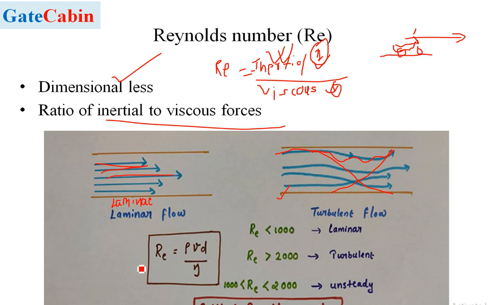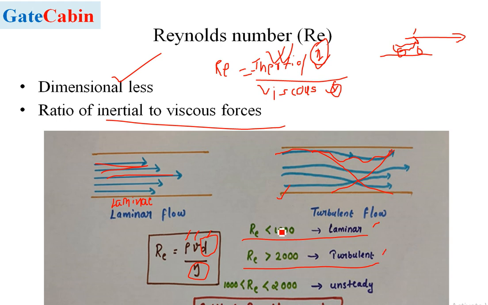Reynolds number is calculated using the formula rho, V and D over mu, where D is the characteristic length. For pipe flow, the diameter becomes the major characteristic that makes the flow laminar or turbulent, and mu is the dynamic viscosity. Here the limits are written: if the Reynolds number of the flow is less than 1000, then it remains laminar, and when it becomes greater than 2000, the flow becomes turbulent.